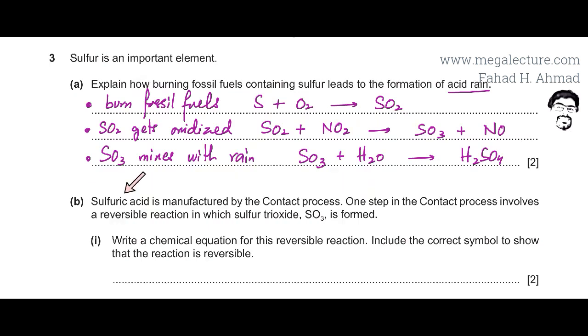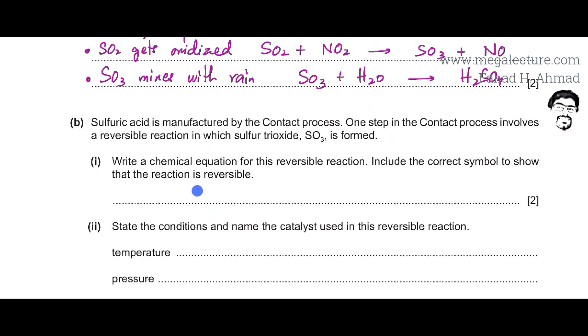Now, part B of the question reads that sulfuric acid is manufactured by the contact process, and one step in the contact process involves a reversible reaction in which sulfur trioxide is formed. Write a chemical equation for this reversible reaction, including the correct symbol to show that it is reversible. Remember, in the contact process, sulfur dioxide reacts with oxygen, this is a reversible reaction, and SO3 is formed. This is the balanced equation, and all of them are gases.